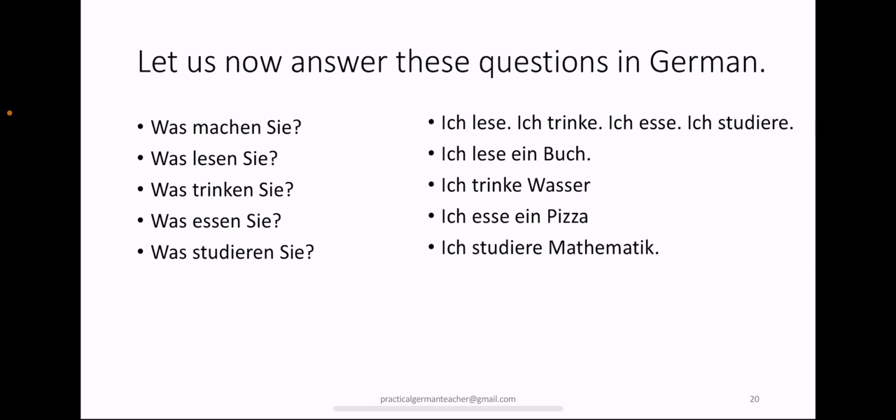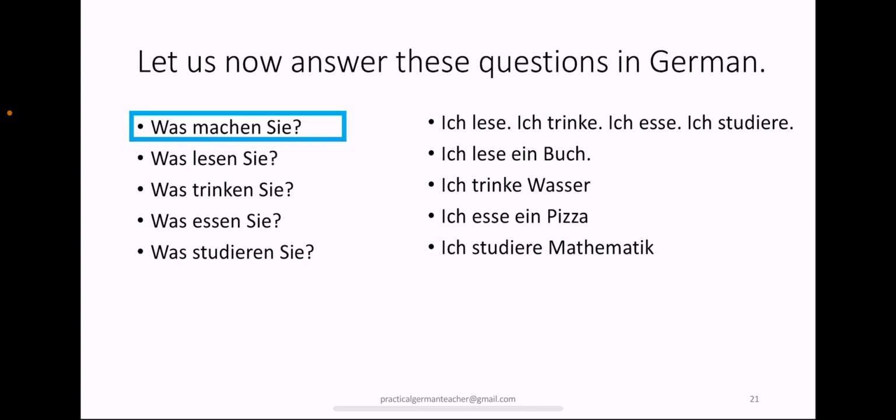Or then someone asks, was lesen Sie? You can say, ich lese ein Buch, meaning I am reading a book. Was trinken Sie? Ich trinke Wasser, water. Was essen Sie? Ich esse Pizza, I eat pizza. You don't need to add ein. Was studieren Sie? Ich studiere Mathematik. You can say whatever you are studying, if you're studying physics or physique or whatever subject that you study.